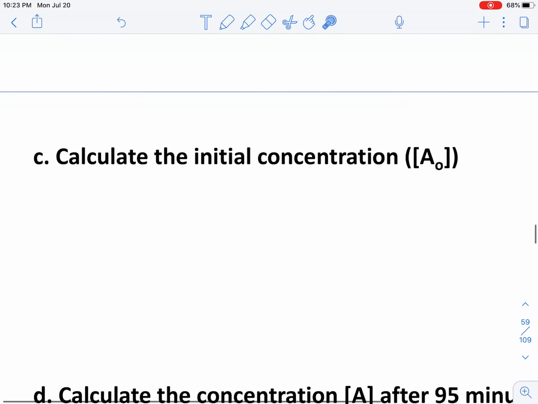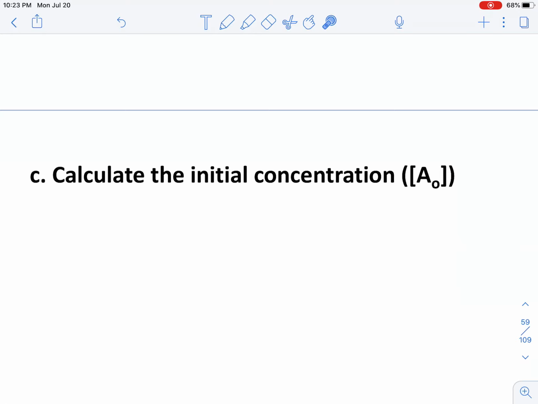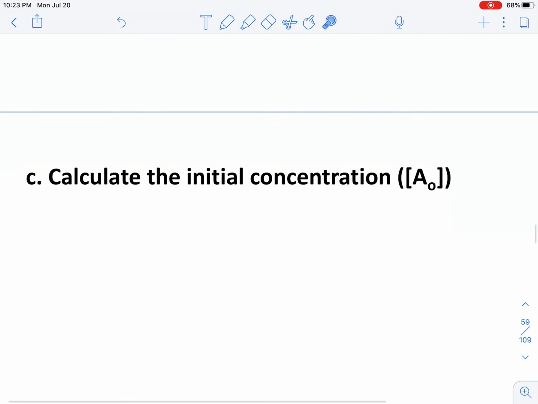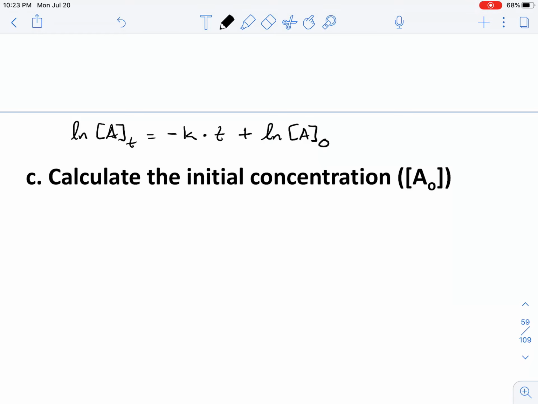And so what we're going to do is we're going to use the data that's provided to calculate the initial concentration of reactant A. And so to do this, we're going to rely on the expanded form of the integrated rate law for first order kinetics, such that the natural log of the concentration of A at any given time period is equal to negative K times T plus the natural log of the concentration of A at time 0. And so what we're solving for is this term.